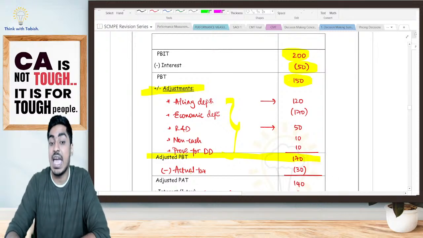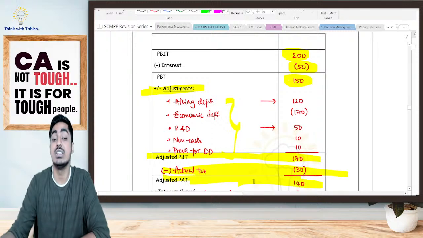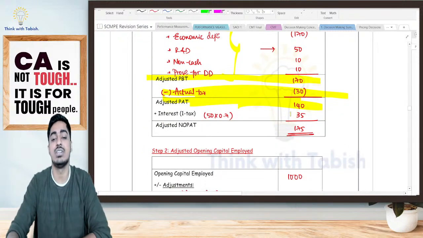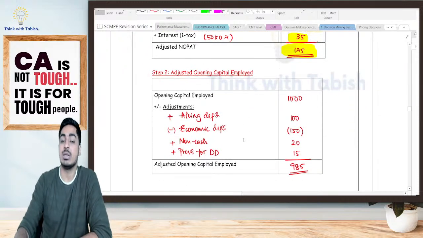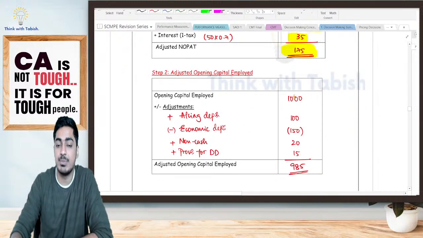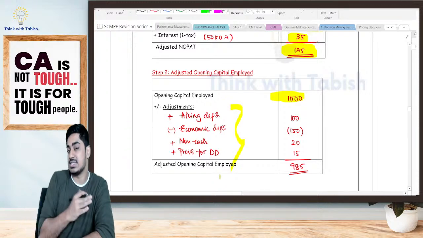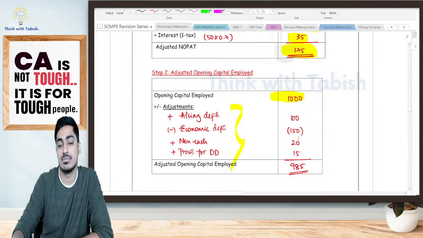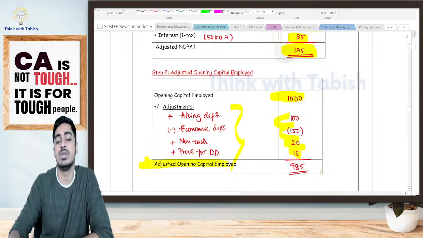I will reduce my actual taxes. I will get my adjusted PAT. I will add interest net of tax. I will be getting my adjusted NOPAT. Again, adjusted opening capital employed I want. I will take my opening capital employed. Again, last year transactions I will adjust. I will be getting my adjusted opening capital employed.